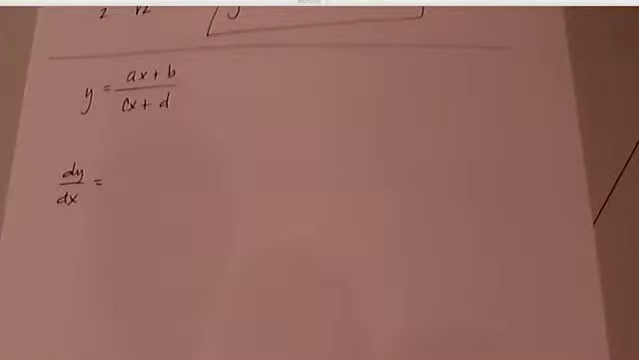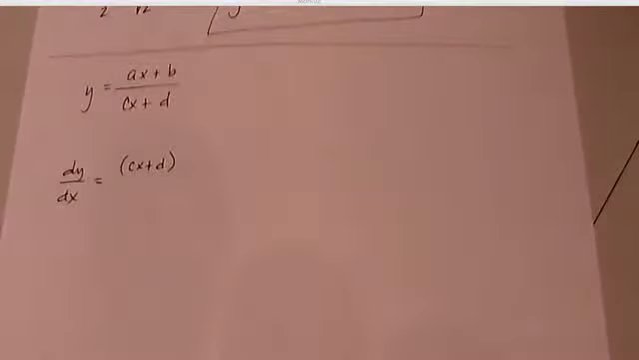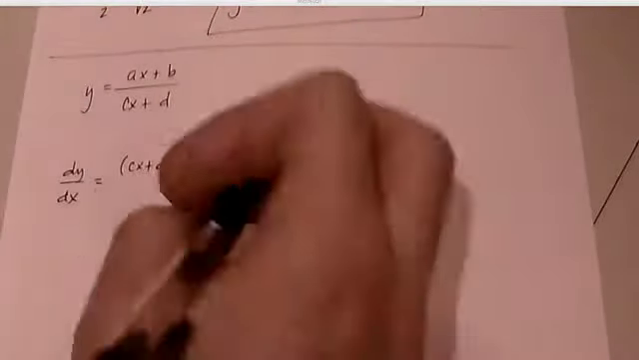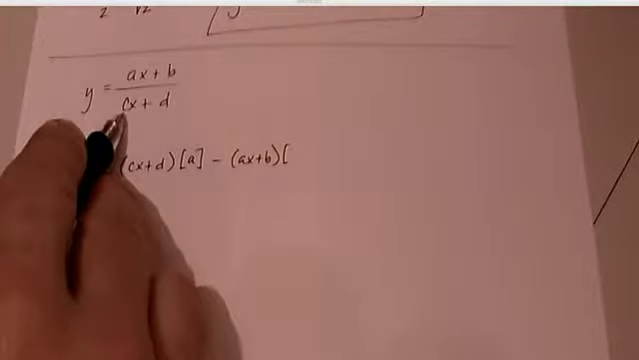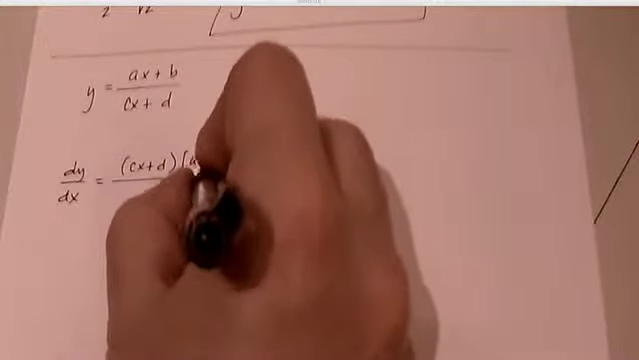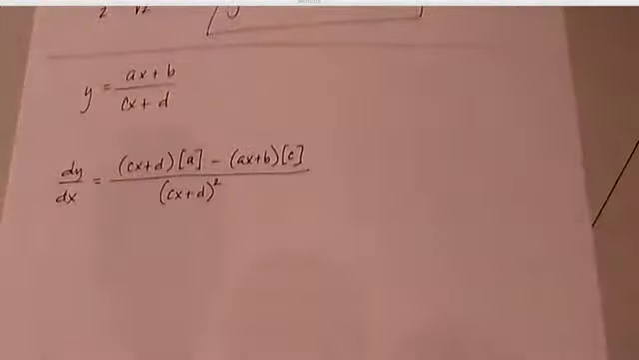Okay? So I need to have the bottom, which is cx plus d, times the derivative of the top. Well, the derivative of the top is a, right? If that's linear, then the derivative of the constant term is 0, and the derivative of the linear term is just the coefficient, which is a. And then the top times the derivative of the bottom. Well, the derivative of this linear is the coefficient, which is c. Okay? And this becomes cx plus d squared.